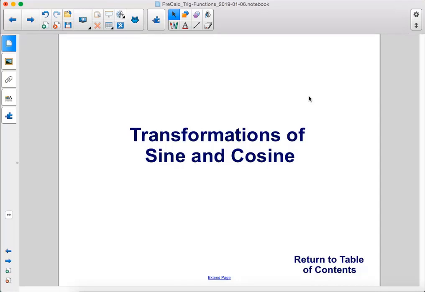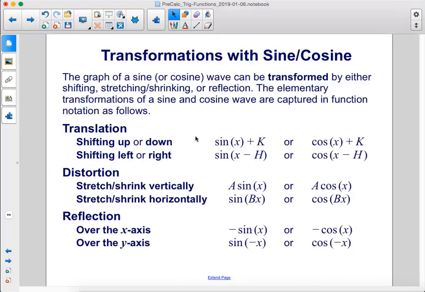Transformations of sine and cosine. The graph of a sine or cosine wave can be transformed by either shifting, stretching, shrinking, or reflection. The elementary transformations of a sine and cosine wave are captured in function notation as follows.